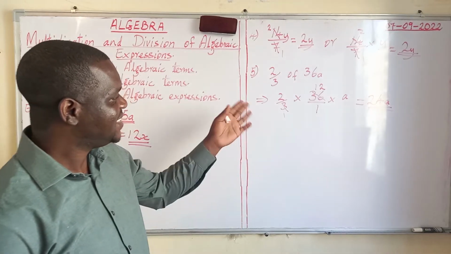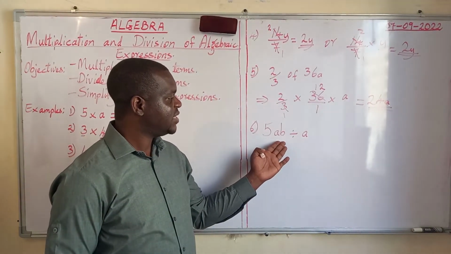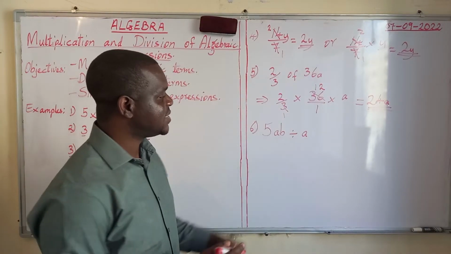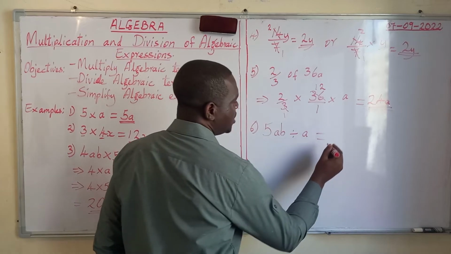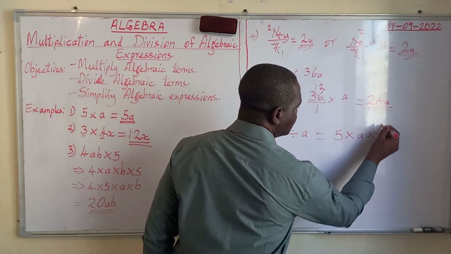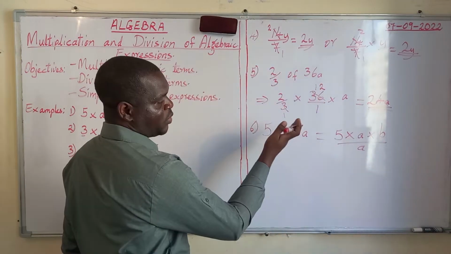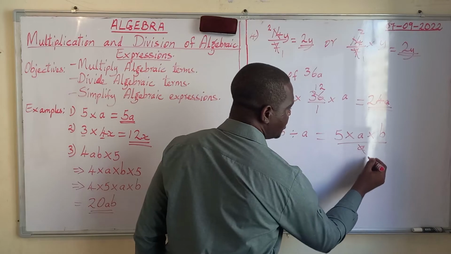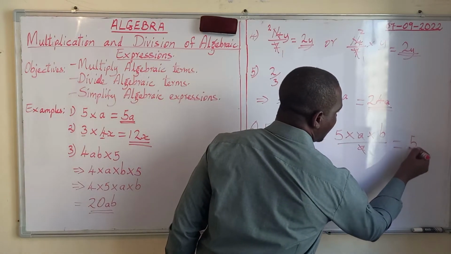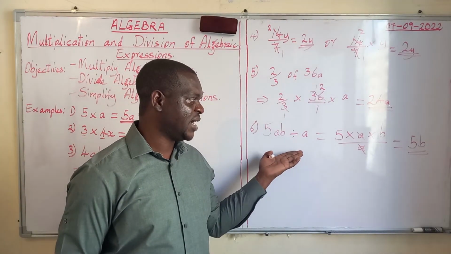Let's look at the next example, example 6. 5ab divided by a. What do we do as far as this is concerned? We simply write 5 times a times b, all divided by a. And what can we do here? A will simplify a, and you'll be left with 5b. So this is what you do if you have a question as such.